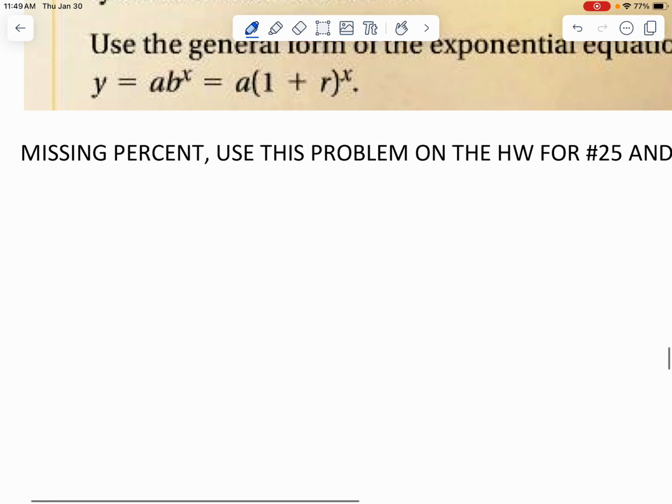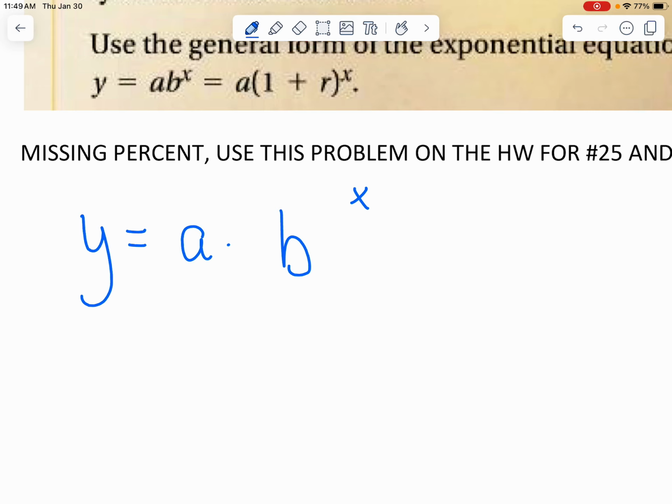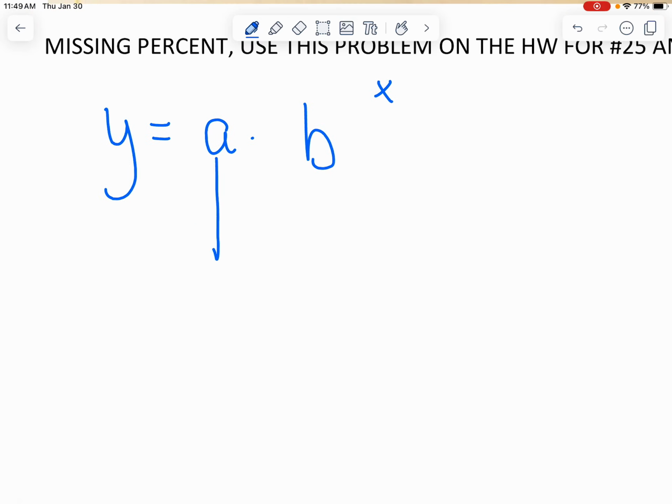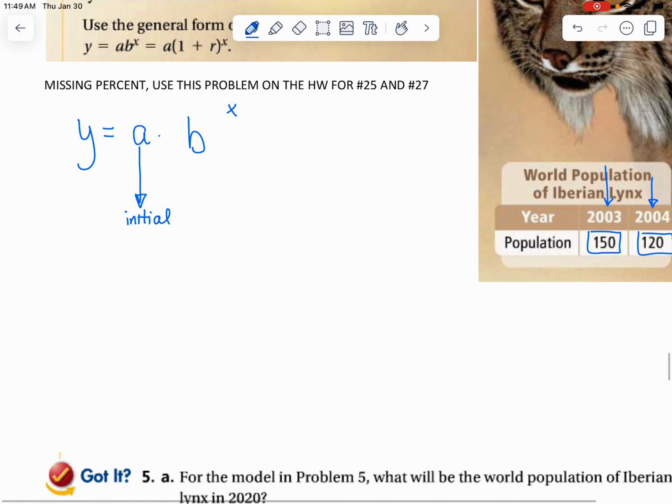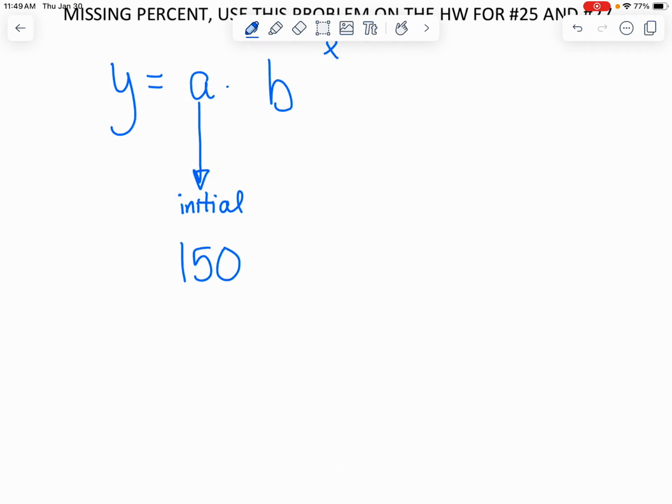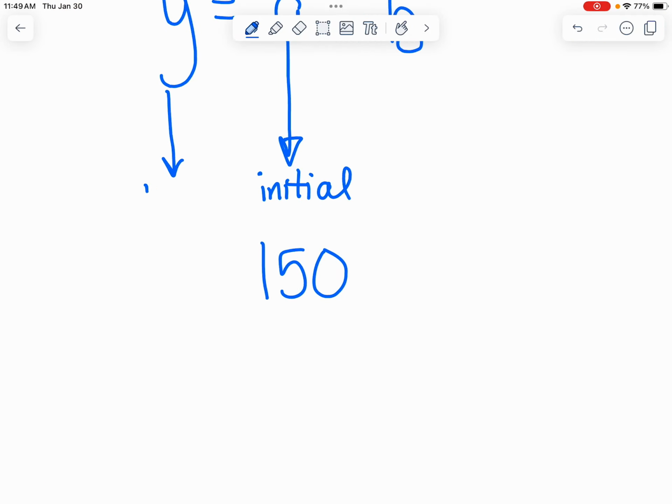So I want to go through and point out the main formula. Okay, this is the formula you need to have. It's called an exponential function. Remember, A is the beginning amount or the initial amount. With that being said, initially in my little box over there, we only had 150 Iberian lynx. And then Y is the new amount, right? So it was down to 120.